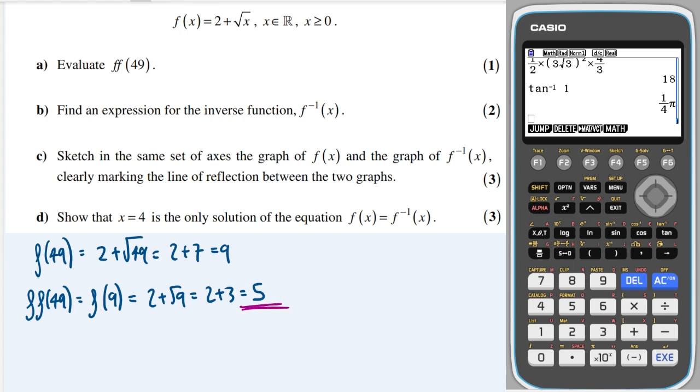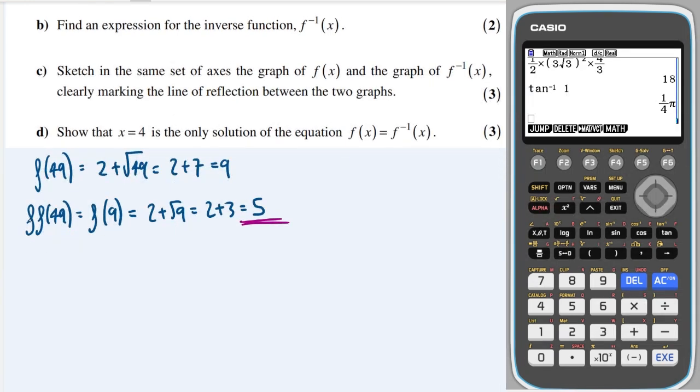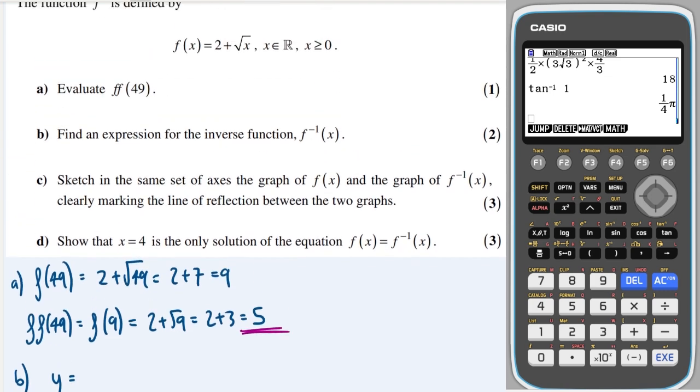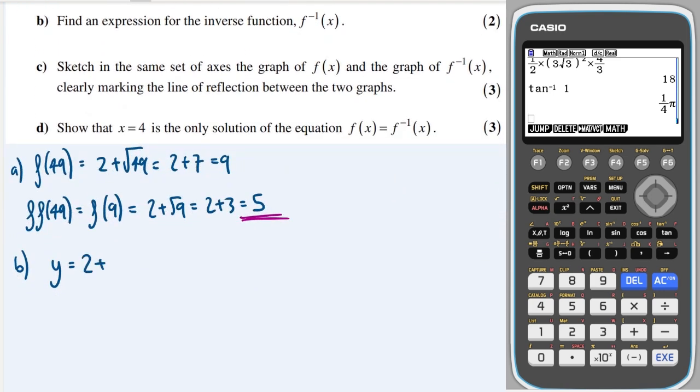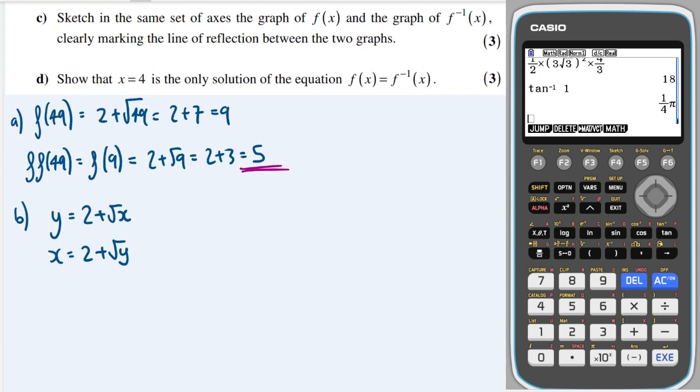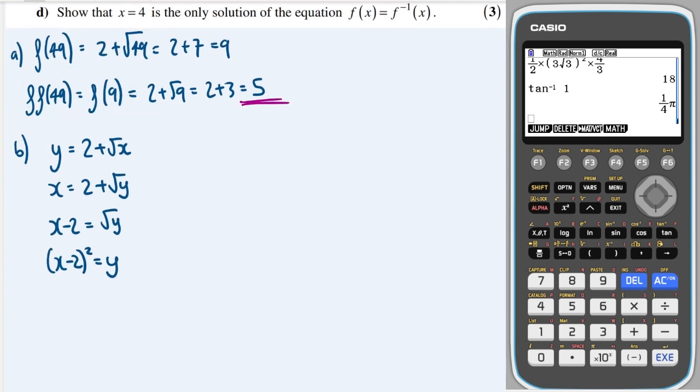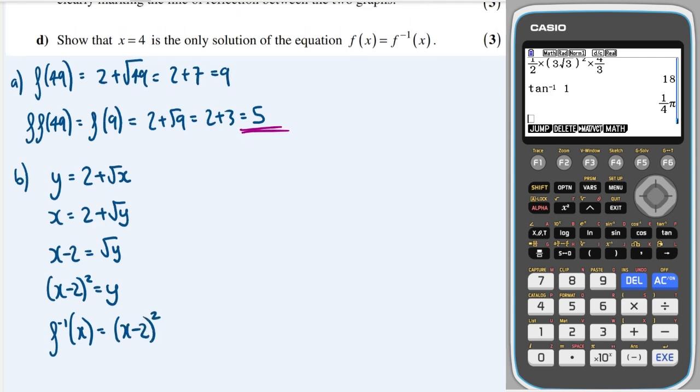Find the expression for the inverse function. Okay, so that's part A, this is part B. We set y equal to the function 2 plus root x. We then swap x and y. We then make y the subject, and then we square, and then we finish off by saying that that is the inverse function of x, x minus 2, all squared.